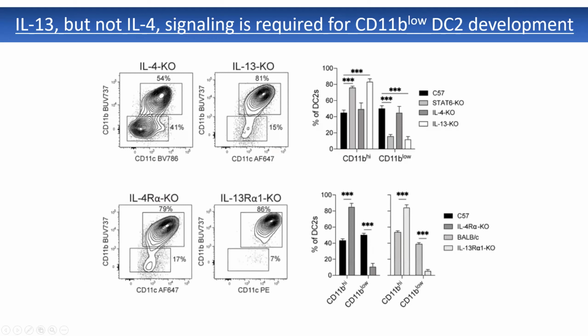Indeed, we could also confirm that IL-13 signaling was mediated through the conventional IL-13 receptor, which is formed by IL-4 receptor alpha and the heterodimer with IL-13 RA1. And we could see that in the knockout mice for each of these components of the IL-13 receptor, there is defective downstream signaling, no phosphorylation and activation of STAT6, and no development of the CD11b-low DC2s in the skin.